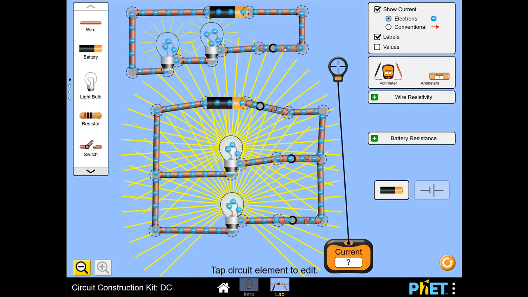So if you want to have a go and play with this, then if you search for PhET labs, you can find this and you can play with it for yourself.